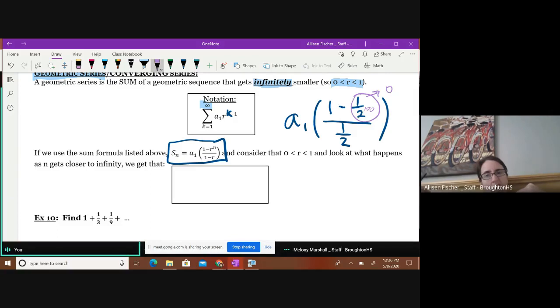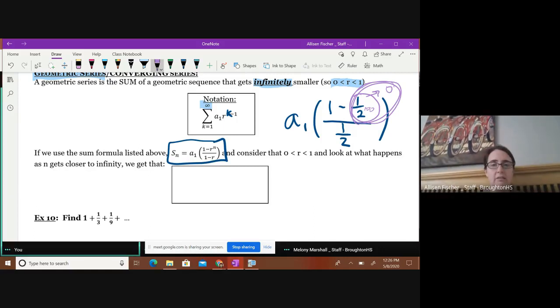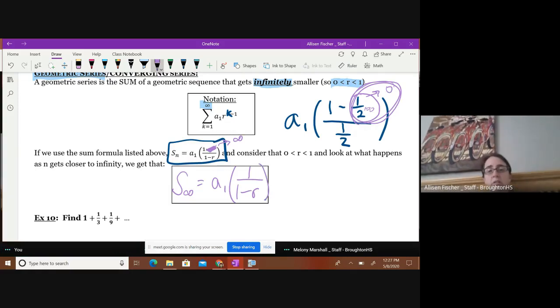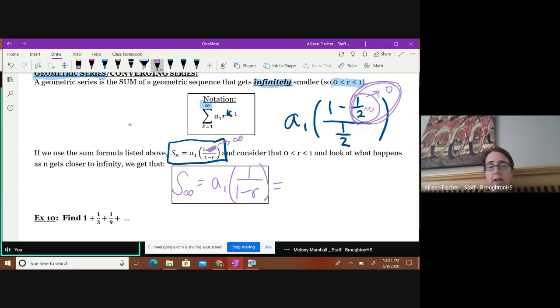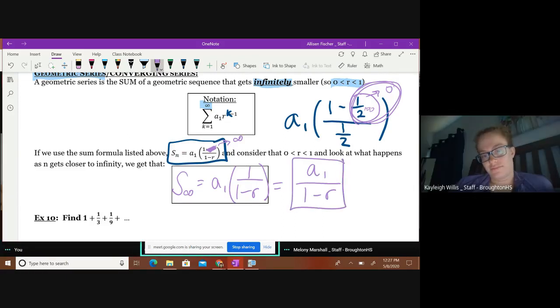Okay, so what's going to happen is that this term right here becomes insignificant. So when n becomes infinity, when this goes to infinity, this whole term becomes insignificant. And so what you get is a sum to infinity that really becomes this formula here, which, if you multiply by a, becomes this formula here. Beautiful.